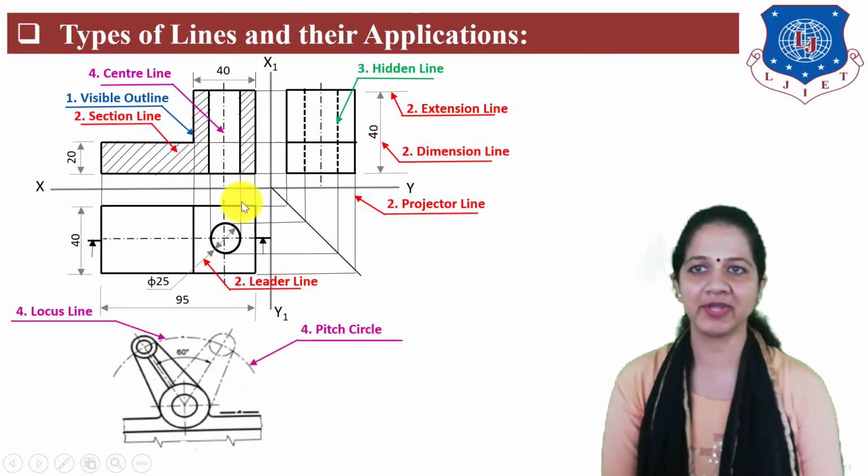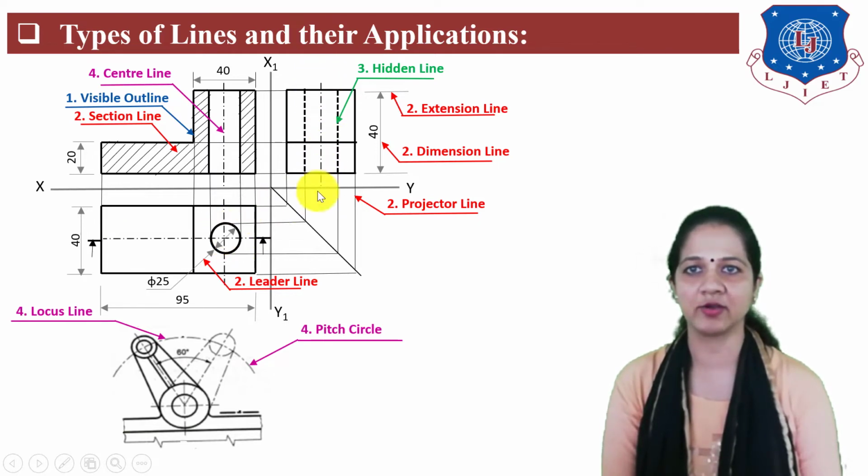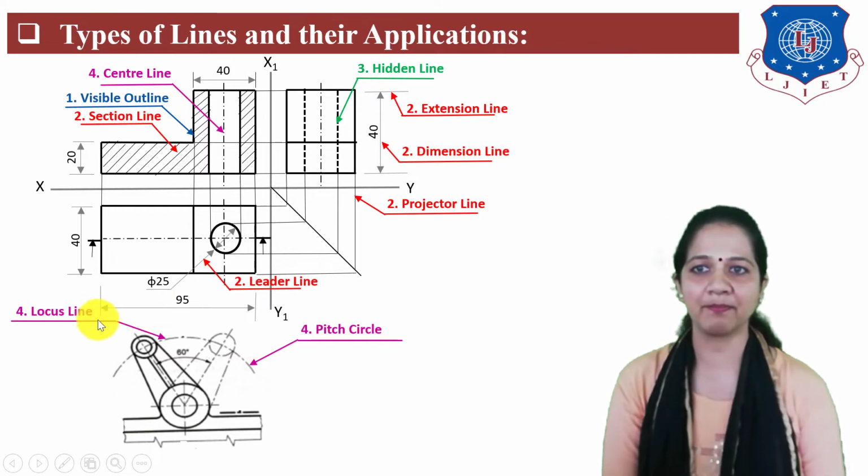Look on this figure. This is pitch circle line. This is locus line. This is center line. This is center line of this circle and this is center line of this side view. All these pink color highlighted lines are represented by long chain thin line.